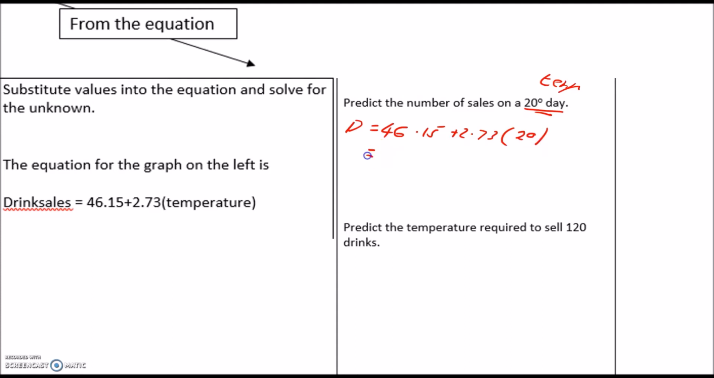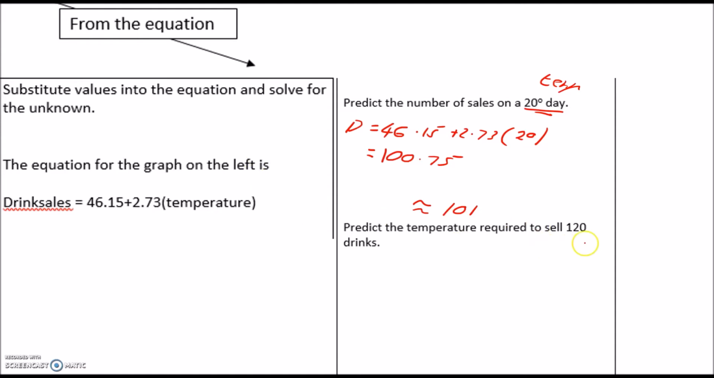Now I'm going to pause the video for a second, work that out on a calculator and write down what it should be. And I found out that it's 100.75. So if you had to round that off to the nearest whole number of drink sales, you would have 101 predicted drink sales. So we can say that that is roughly equal to 101 drink sales. So even though it looked like 100 on my graph, it's a little bit more precise using the equation, and we end up with the 101.